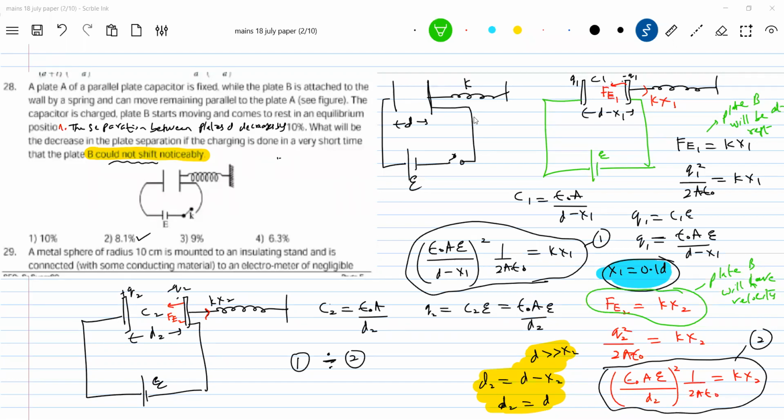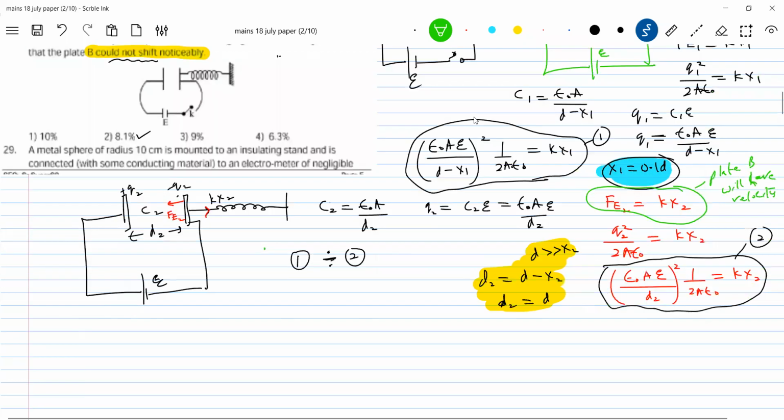A metal sphere of radius is mounted on this and is connected with an ammeter of negligible resistance. I'll bring this.